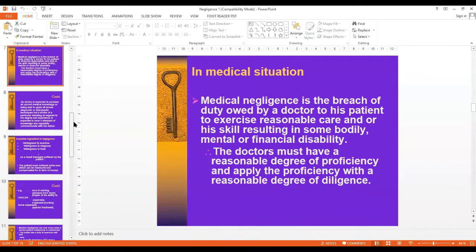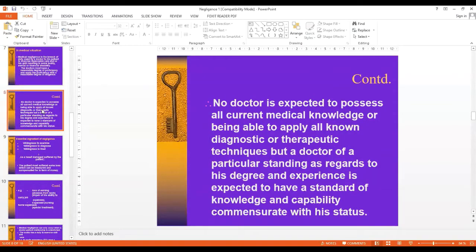In a medical situation, medical negligence is the breach of duty owed by a doctor to his patient to exercise reasonable care and or skill resulting in some bodily, mental or financial disability. The doctor must have a reasonable degree of proficiency and apply it with a reasonable degree of diligence. No doctor is expected to possess all current medical knowledge or be able to apply all known diagnostic or therapeutic techniques, but a doctor of a particular standing as regards his degree and experience is expected to have a standard of knowledge and capability commensurate with his status.